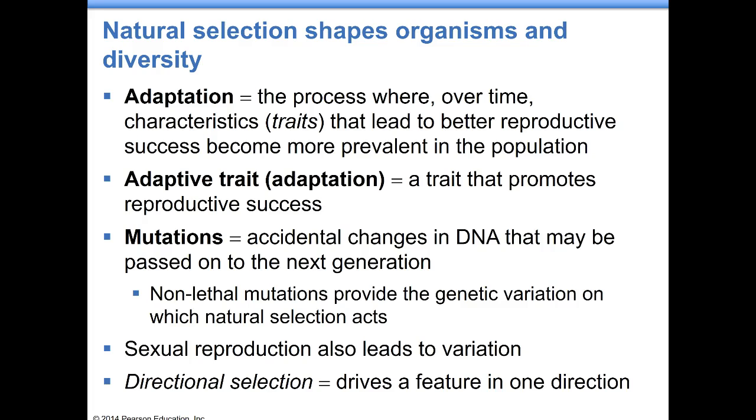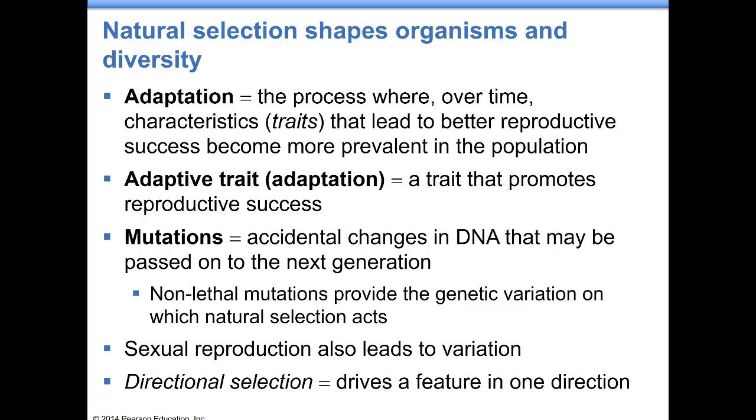Sexual reproduction is also going to lead to that variation, because you can have a black mouse mate with a gray mouse. You could have a gray mouse mate with a brown mouse. So that's going to pass that variation on.